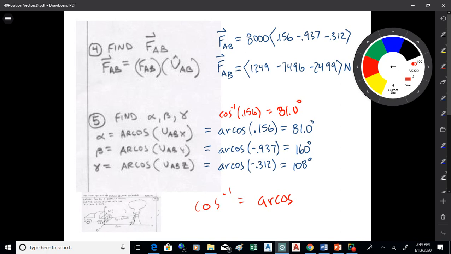Inverse cosine. The unit vector. Right. Yeah, you're using the unit vector. You're taking the inverse cosine of the unit vector components. So if you want to know those angles, that's how you get them. So that's a little thing you do in 3D there.